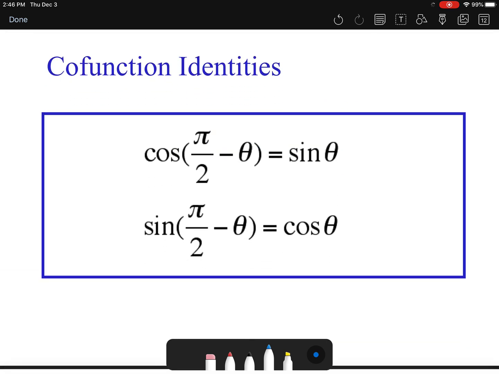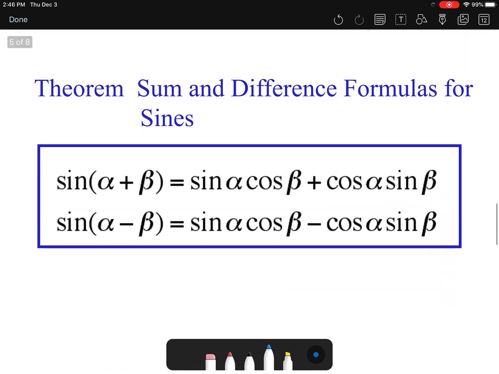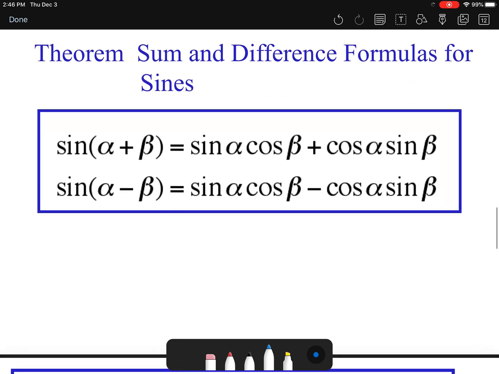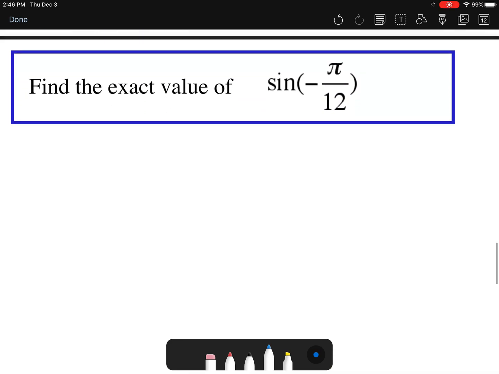Okay? Now these cofunction identities just mean, for example, that the cosine of 40 is equal to the sine of 50. Those are cofunctions. And I've got a phone call, but I'm going to ignore it, and I'll get back to that later. All right, now the sine of alpha plus beta and the sine of alpha minus beta are those formulas.